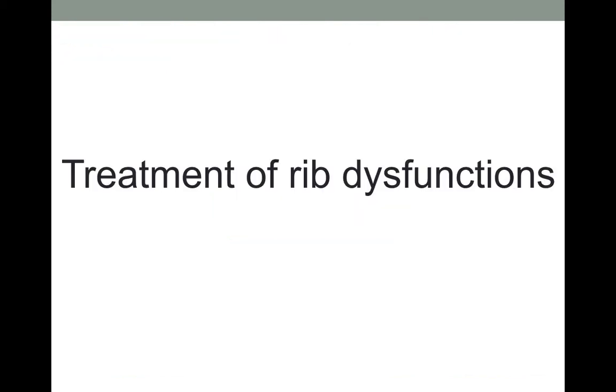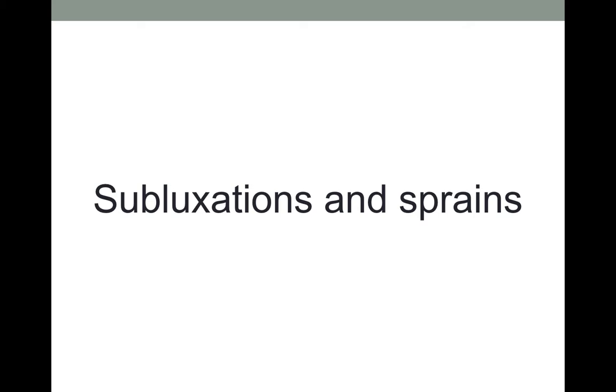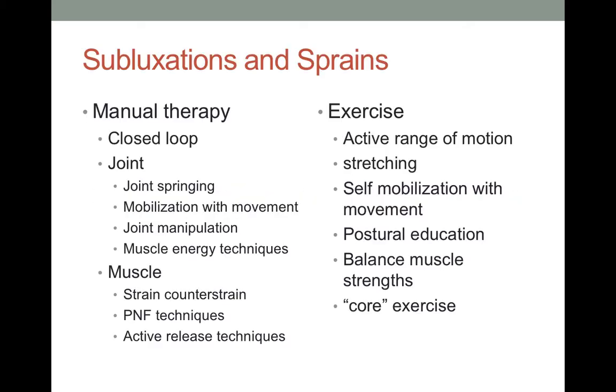In the next few slides, we will talk about how to treat rib dysfunctions as they pertain to subluxations and sprains. Though it may be hard to believe, you have the knowledge and skill set to treat these patients already. We can use what you have already learned in other joint regions and apply it to these patients. The one unique aspect in treating the ribs is it is a closed loop system. Thus, we can use that to our advantage.